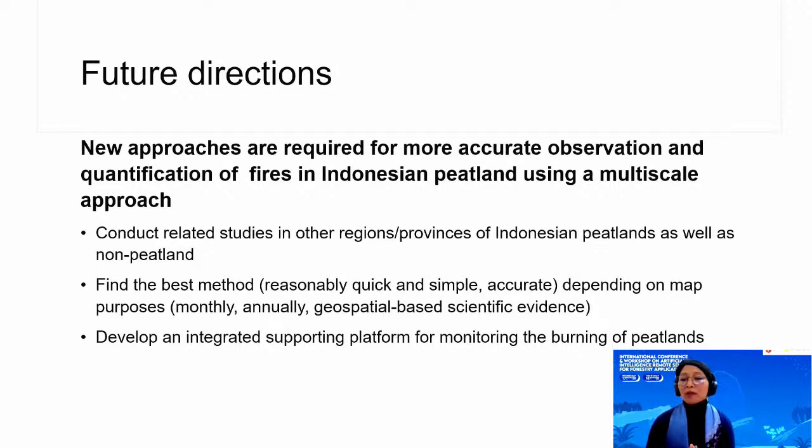The Indonesian government has been using the visual detection method to produce the burn area maps, but the method is costly, labor-intensive, and time-consuming. Here we recommend using new approaches for more accurate observation and quantification of fires in Indonesian peatland. The study proved that no single sensor could detect the burn in peatlands accurately. Each sensor has a unique capability, but also has limitations.